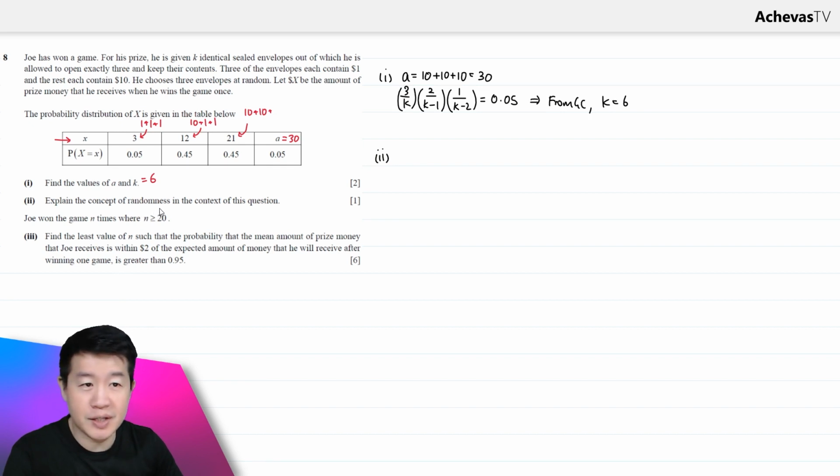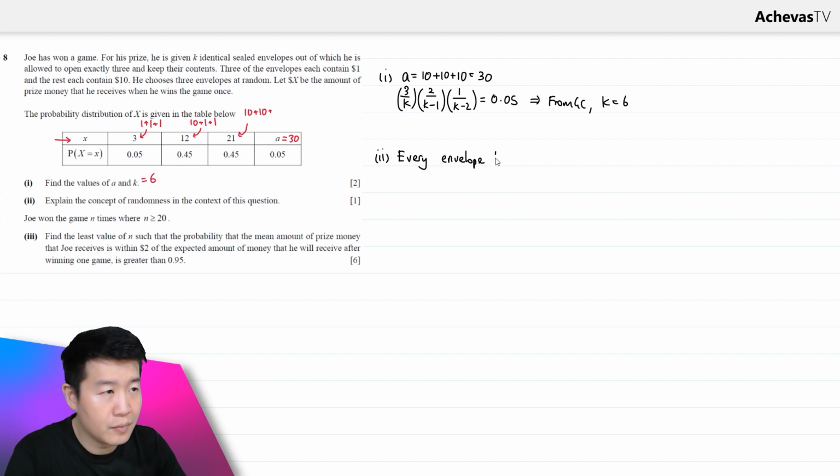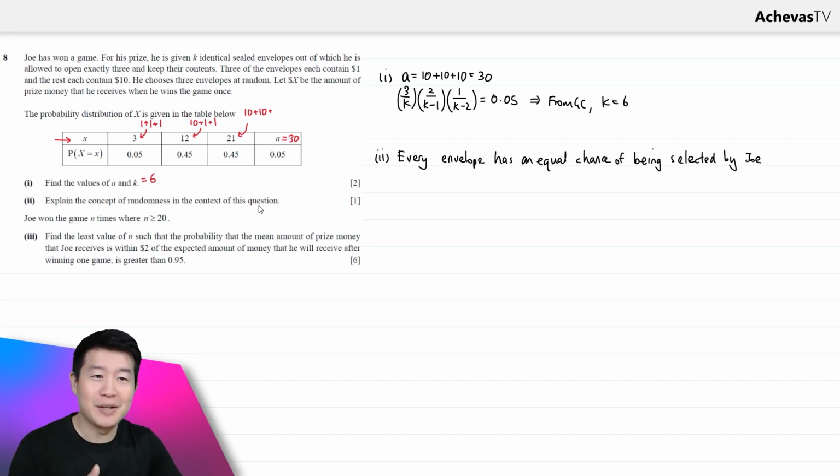How can we explain the concept of randomness in the context of this question? Let me just copy it down for you, okay? NJC said something like this. Which means that the randomness is there, okay, because there's an equal chance of every envelope being opened by Joe.